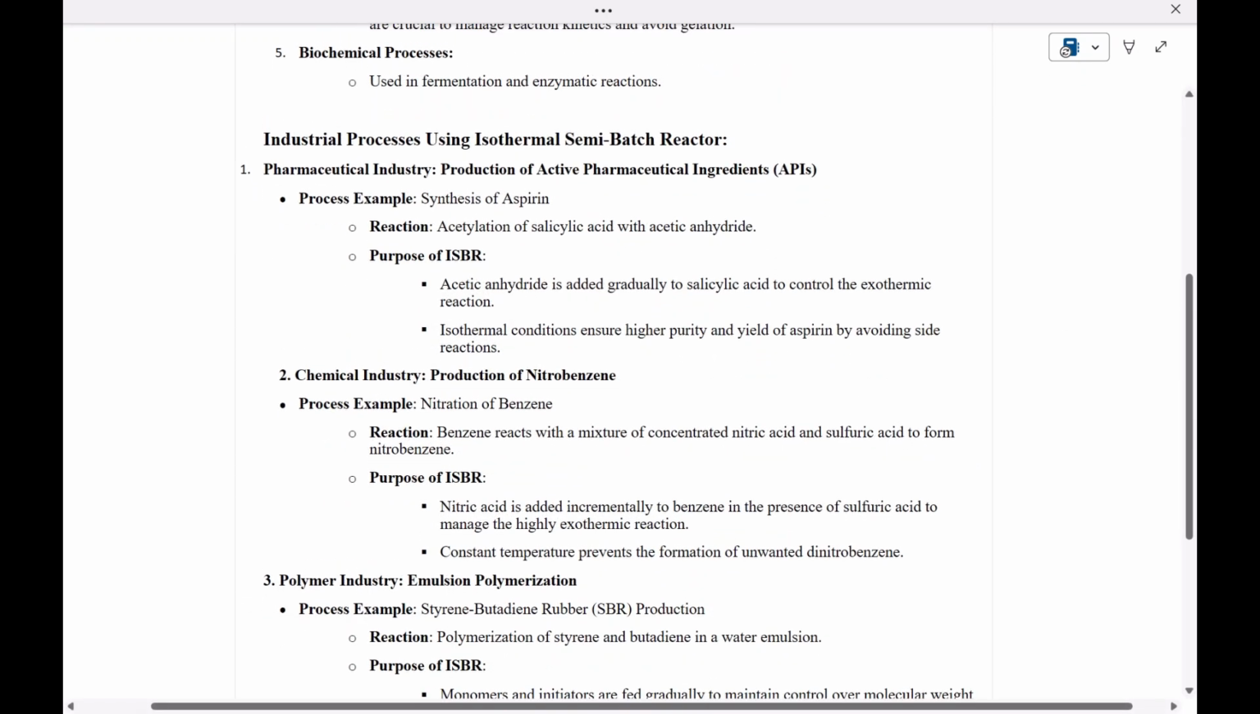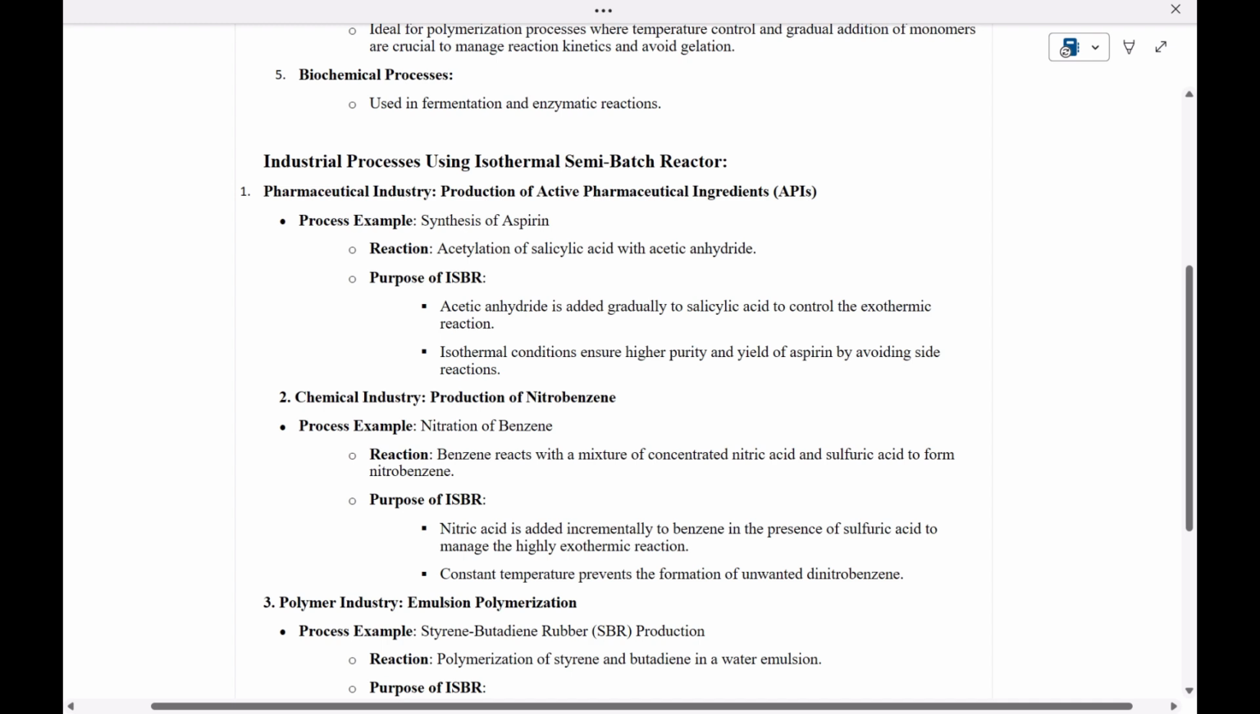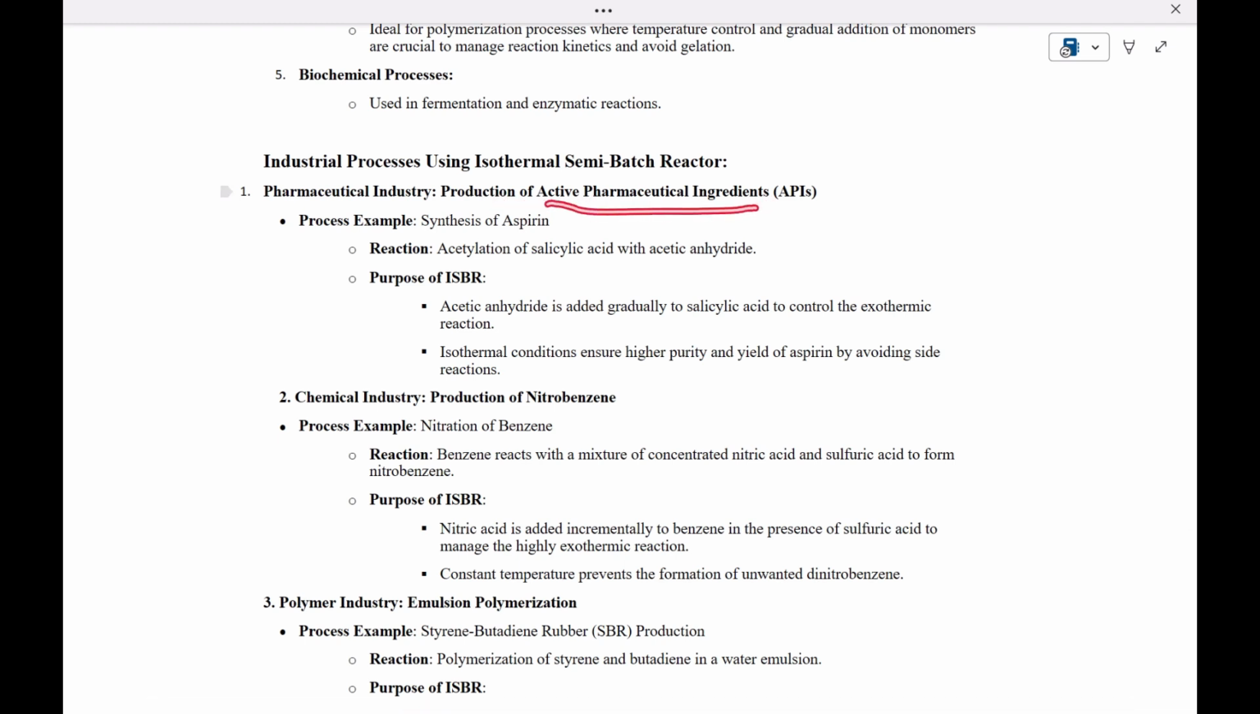Now, we will look into some actual industrial processes carried out using isothermal semi-batch reactor for the production. First one is in pharmaceutical industries. In pharmaceutical industries, production of active pharmaceutical ingredients, shortly called as APIs, is done. Here, APIs are the biologically active components of a drug that are responsible for its therapeutic effect.